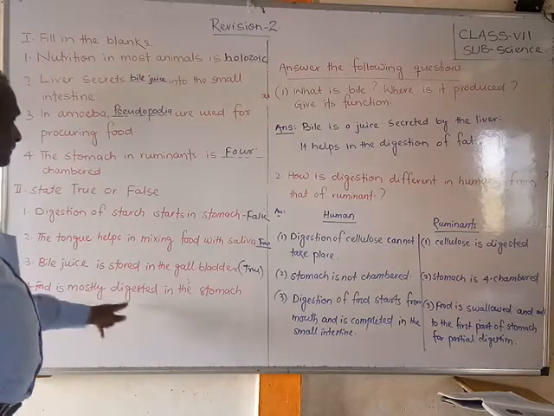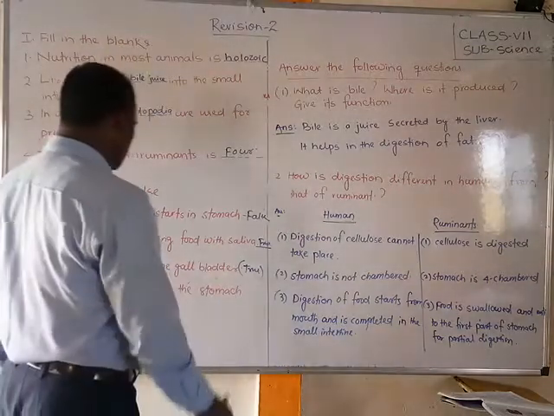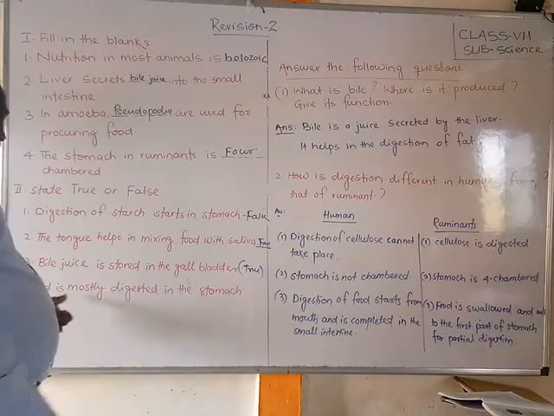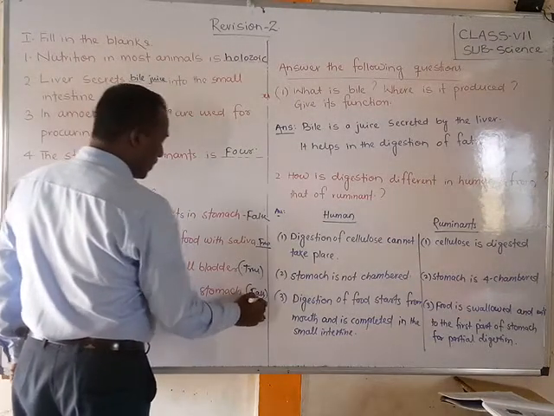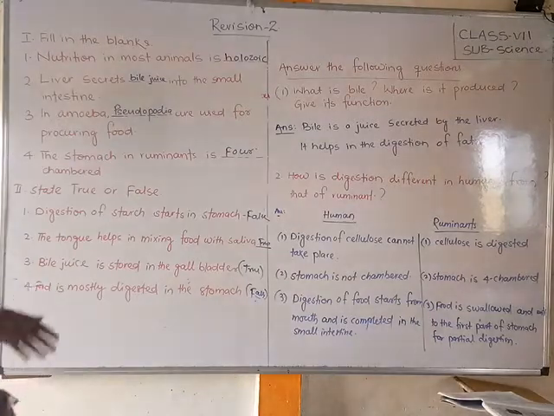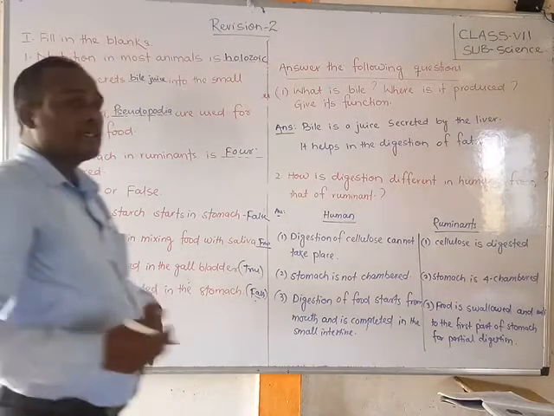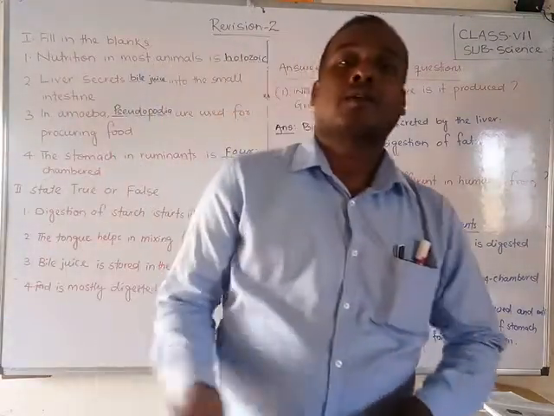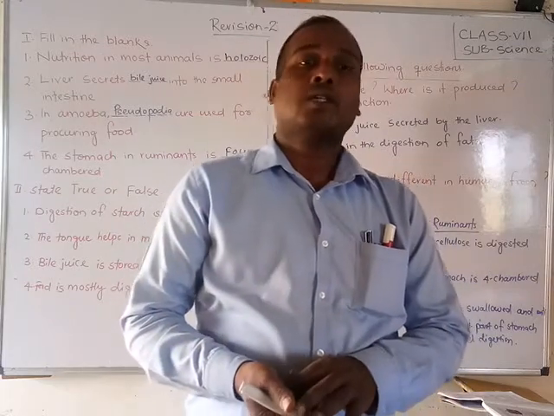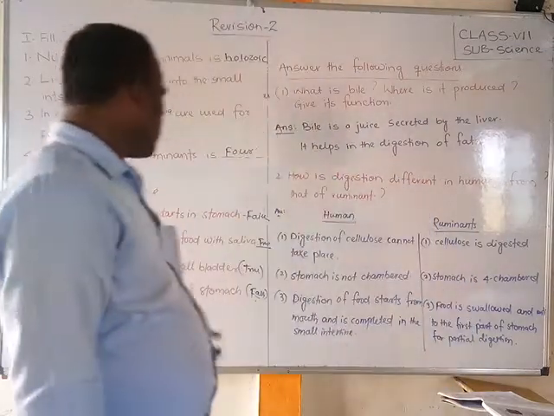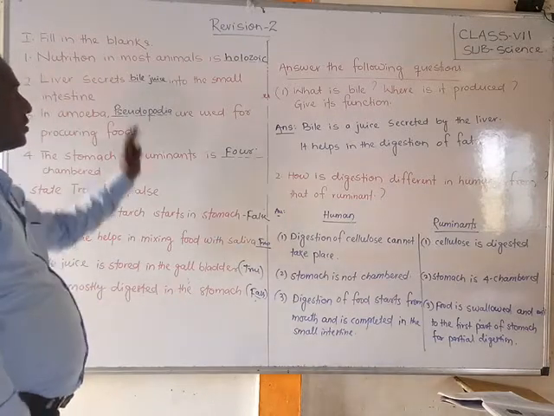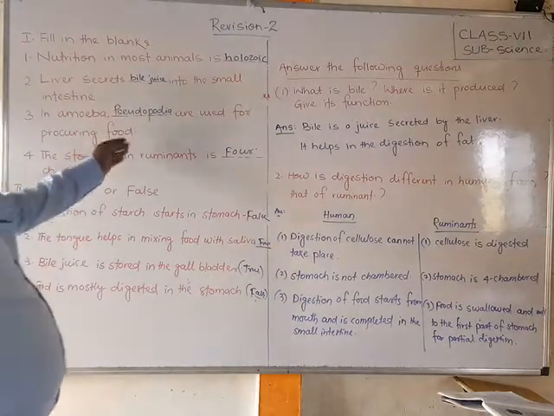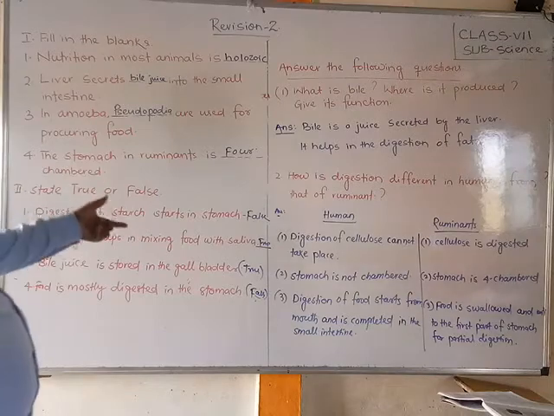Food is mostly digested in the stomach. This is false. Why is it false, friends? Because food is completely digested in the small intestine, so it is not mostly digested in the stomach. It is a false statement. So these were the fill in the blanks and true or false statements.